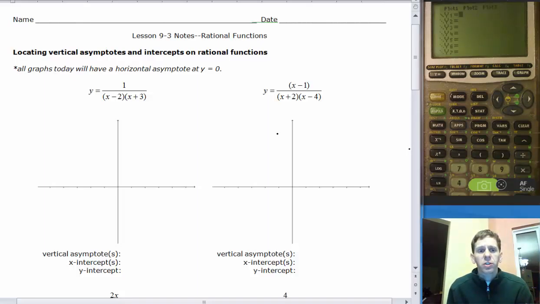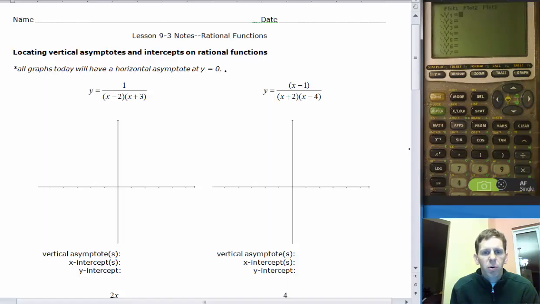A rational function is basically an equation where we have a fraction with a numerator and denominator. And the numerator and denominator are made up of polynomial expressions. So we'll typically see lots of x's, or sometimes it'll just be a number in either the numerator or the denominator. All of our graphs today will have a horizontal asymptote at y equals 0. That's also known as your x-axis.